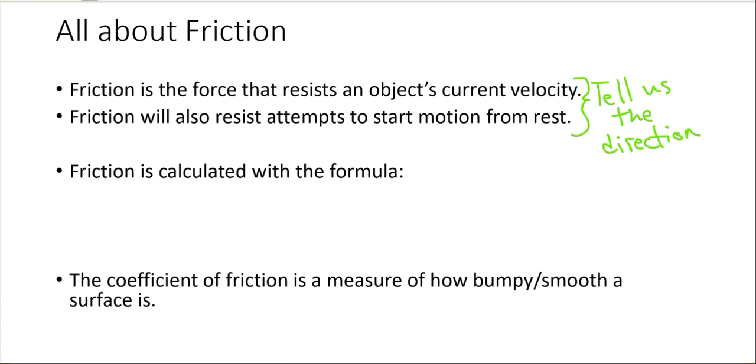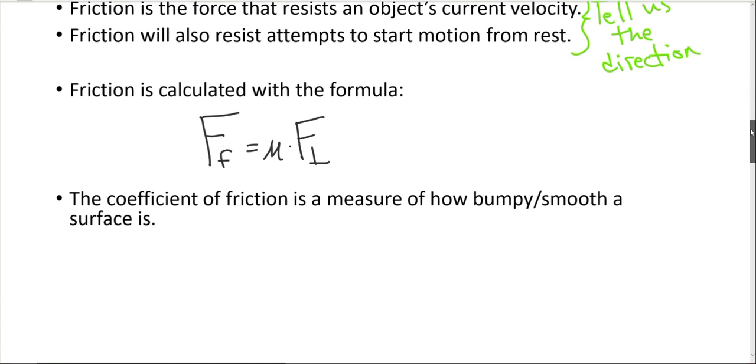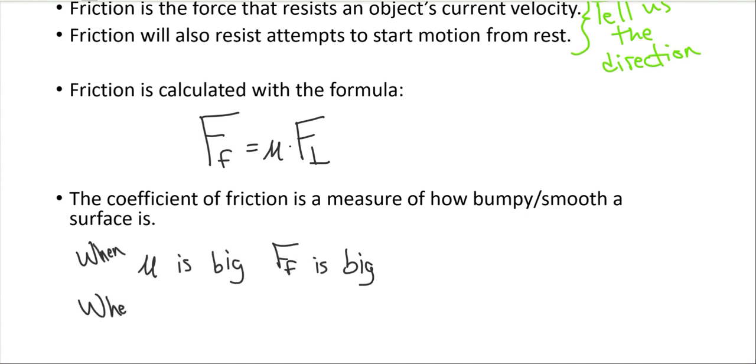Now, friction is calculated with a formula that we've covered before. The force of friction is equal to mu, known as our coefficient of friction, multiplied by the normal force. If you need any refreshers on the normal force, please check the last video, as we covered normal force in some detail. Now that mu, the coefficient of friction, is a measure of how bumpy or how smooth. When mu is big, the force of friction is big. And the reverse is also true, right? So you could say when mu is small, the force of friction is small.